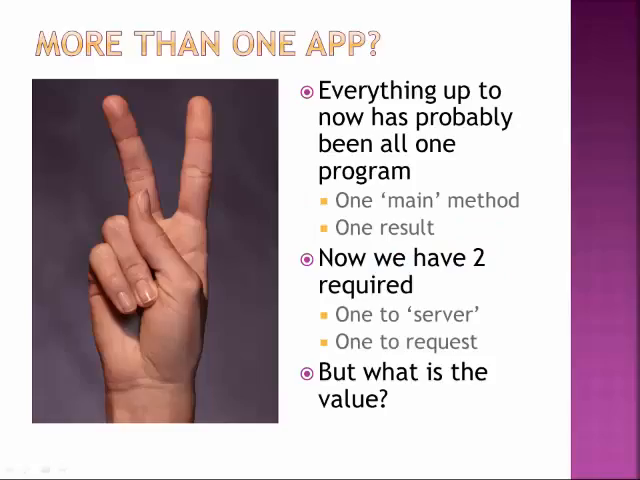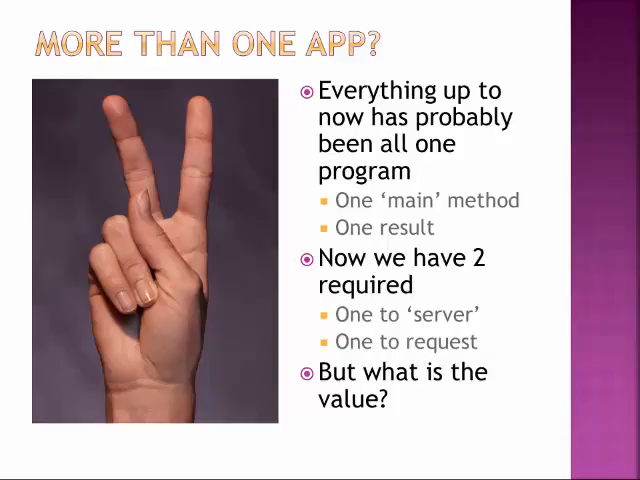So with this first one, we're going to get just the idea of building more than one application. Everything up to now you've probably built has been one program, either a main program or some GUI program, command line or GUI. But there's been one result. You hit the run button, it does one thing. Now we have two applications to start up to get any interaction going on. We have a server, and then we have one that's going to call the server, and we have one that we're going to play with. But you could have many of them.